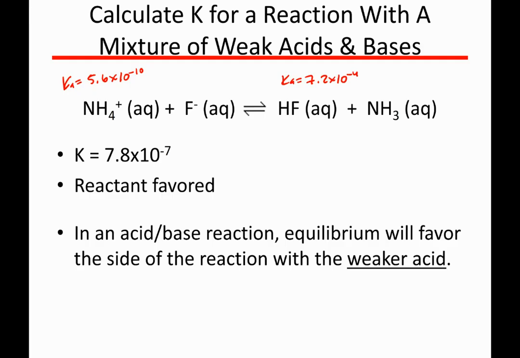So the HF is much more likely to give up its proton and become F-. The NH4+ is less likely to do that. The NH4+ likes to stay as NH4+, and so that's why the equilibrium position very heavily favors reactants here. So it's just a nice general concept to be aware of, and you see that a lot more if you have to take more chemistry classes.